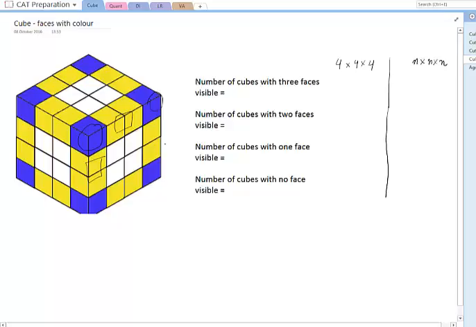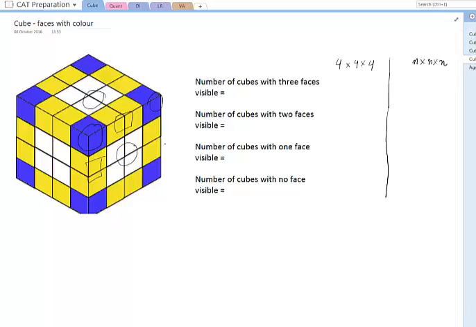And the white ones, which are in the center of each face, ignoring the boundaries, have only one face exposed. So these will only get one face painted if I were to paint the cube from the outside. There are cubes trapped inside for which no face is exposed, and those will be the cubes which will be discovered if you remove one layer from each of the sides.